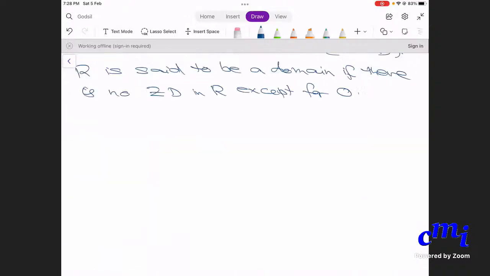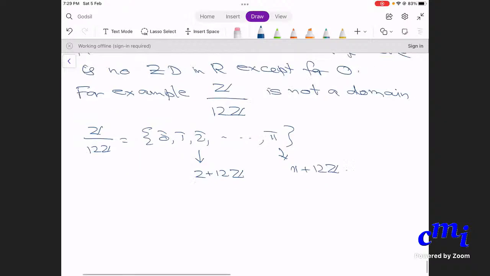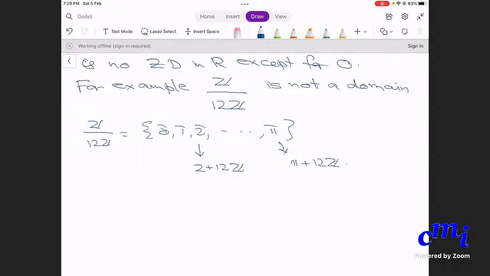So, for example, let's take our favorite Z mod 12Z. It is not an integral domain. We know what the elements of Z mod 12Z are: 0 bar, 1 bar, 2 bar, up to 11 bar. And 2 bar means the coset 2 plus 12Z, and 11 bar means the coset 11 plus 12Z. These are all the 12 distinct elements of Z mod 12Z.